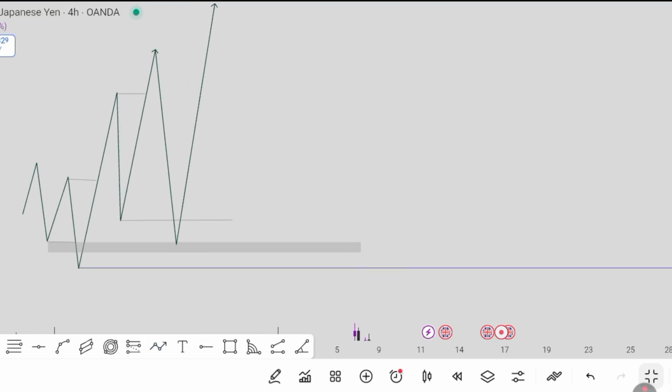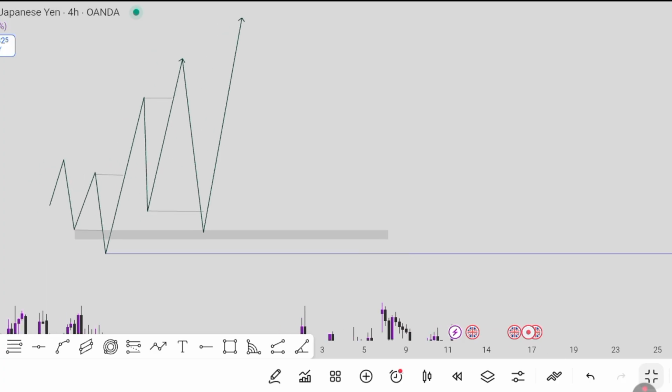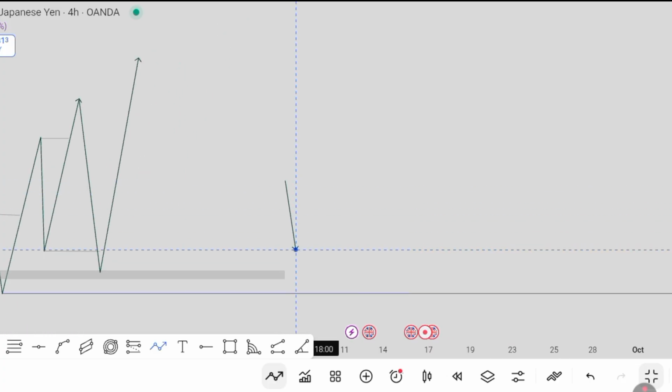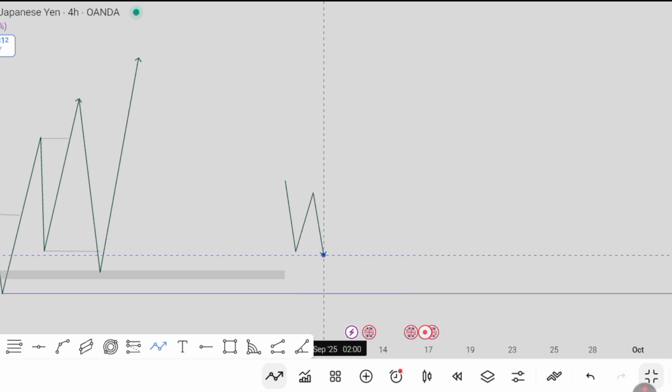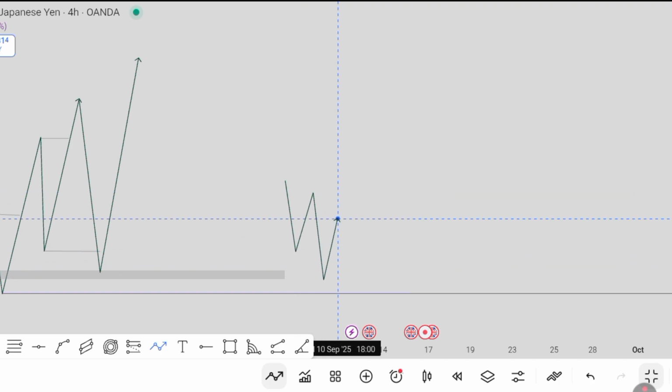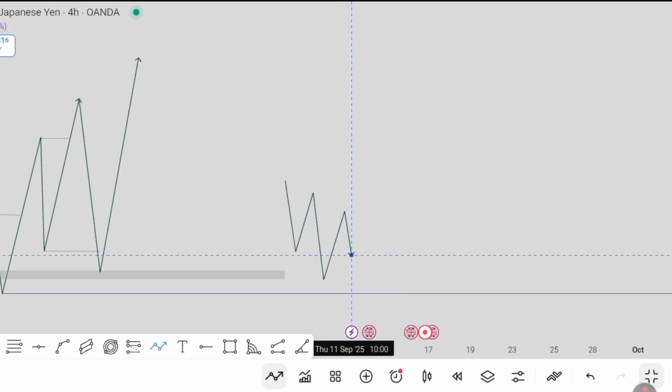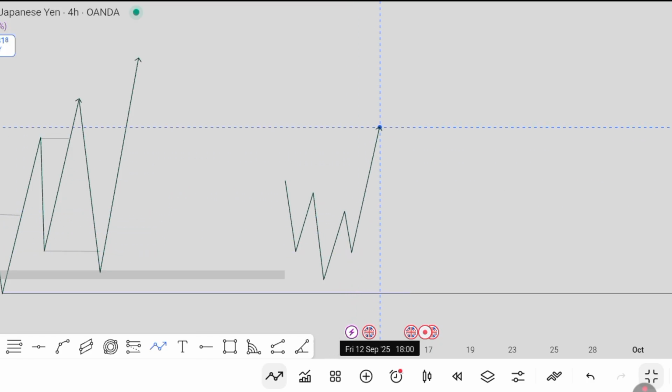So this is basically my type A setup. We have two breaks of structure. Then for my type B setup, what do you want to see? You want to see something like this, a sweep of transactional liquidity, but this time around your structural liquidity happens first. Your structural liquidity happens before your break of structure.